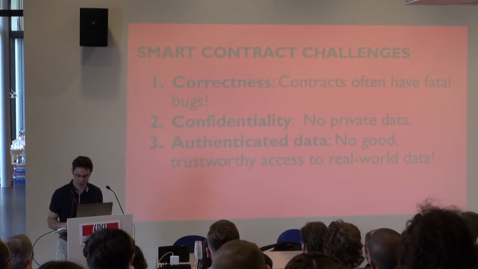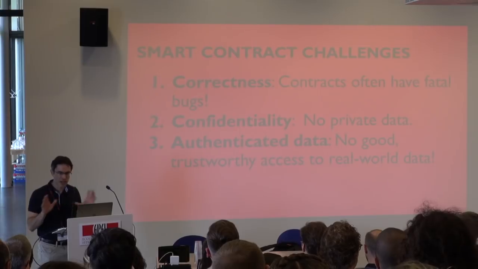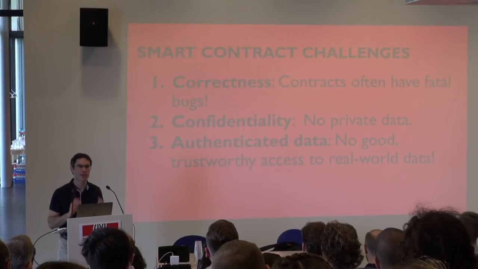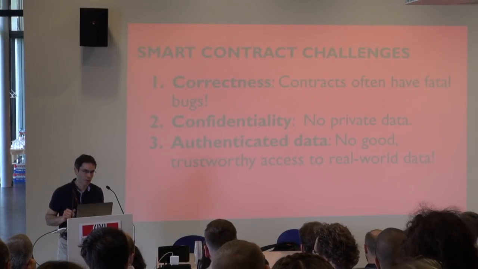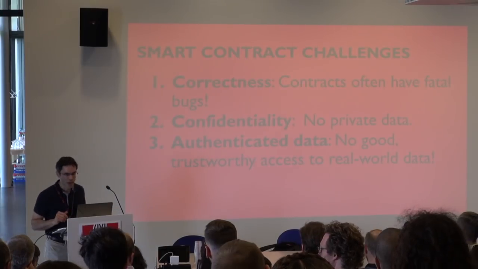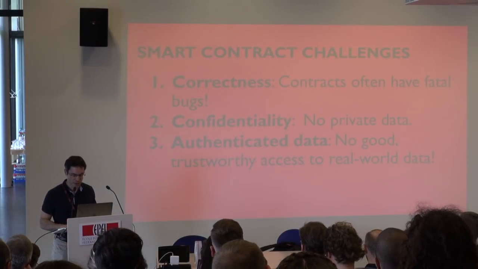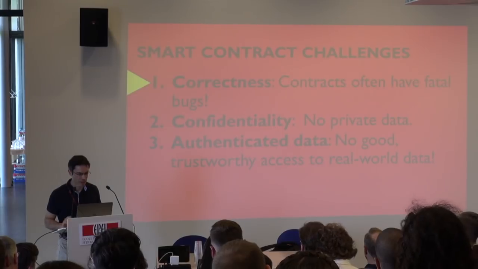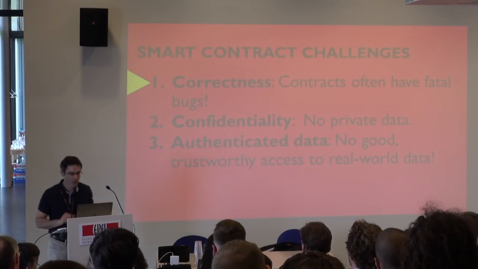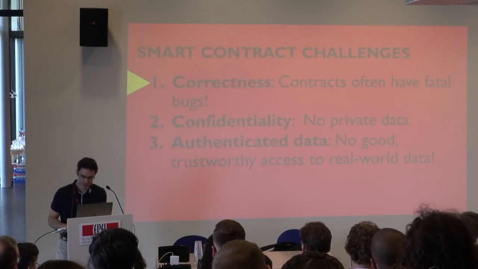Another problem that I won't talk about is the challenge of getting real-world, integrity-protected data to smart contracts. But this is just to indicate that there are a number of really interesting technical challenges, which is what makes smart contracts such fertile ground for research and makes it such an intriguing topic. But as I said, I'm going to focus today on the problem of correctness.